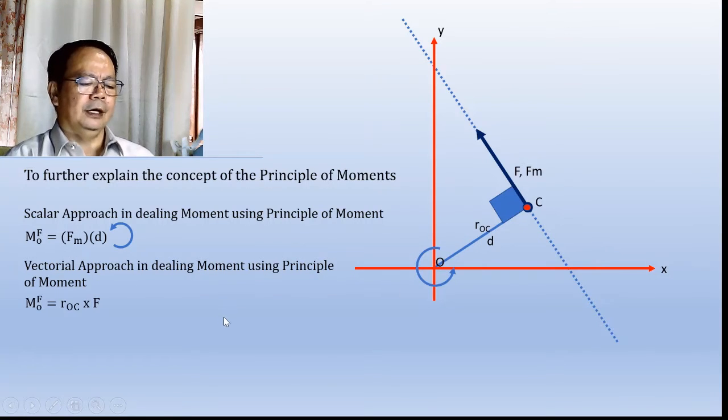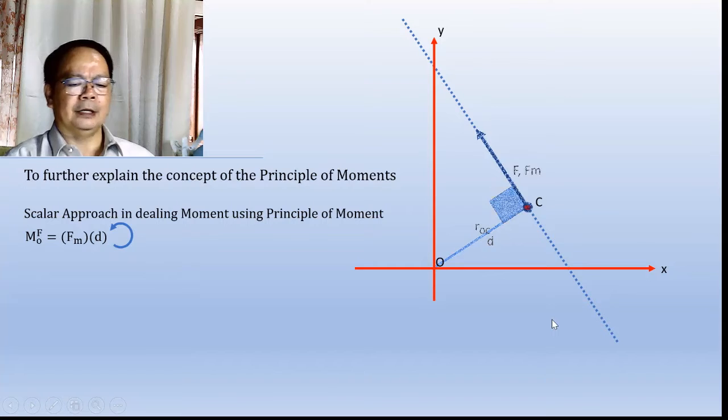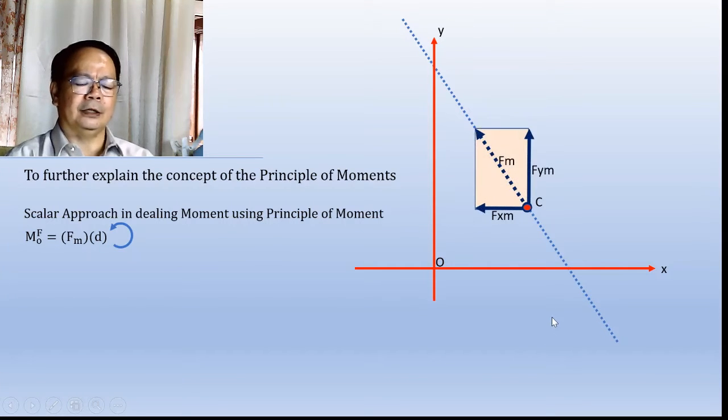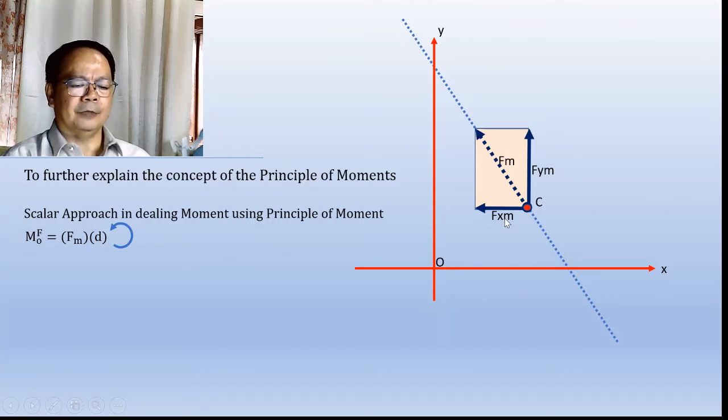And therefore, the moment of F about O will be taken as the cross product between r_OC and F. Now, if we resolve this F into components parallel to Y and parallel to X at point C, what will happen? We now have the Y component of F represented here as F sub Y sub M, and the X component of F represented by F sub X sub M.